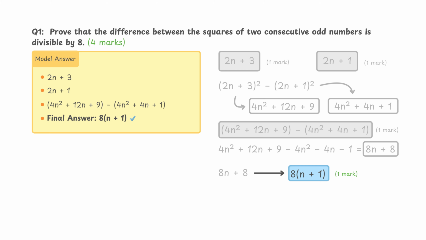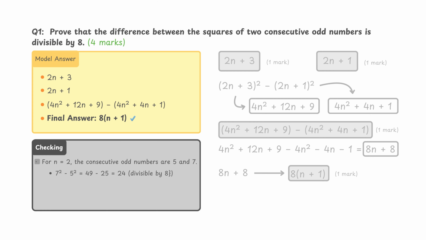We have shown that the difference between the squares is equal to 8 multiplied by open bracket n plus 1 close bracket. This means the result is always a multiple of 8. And if something is a multiple of 8, it is divisible by 8. So we have proven the statement. This earns the final mark.